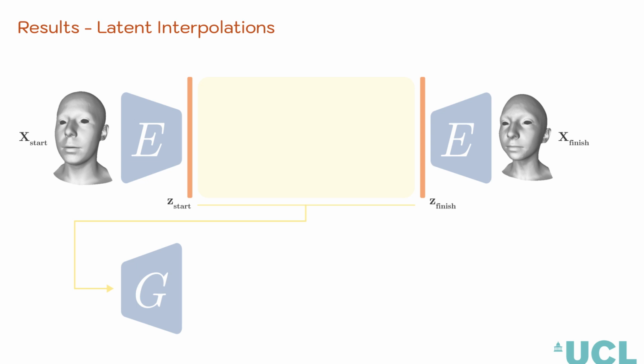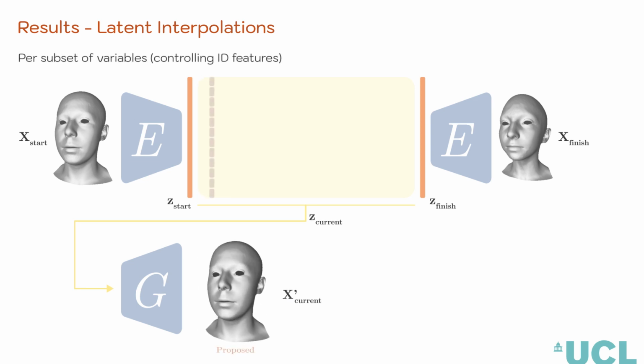Thanks to its semantically meaningful and structured latent representation, our method can also perform latent interpolations on subsets of latent variables controlling the identity of a subject. As you can see from the generated shapes, every time a subset of variables is interpolated, only one facial feature is changed.